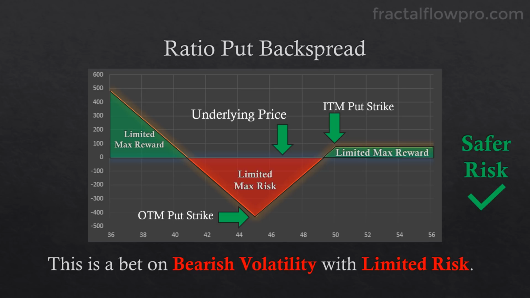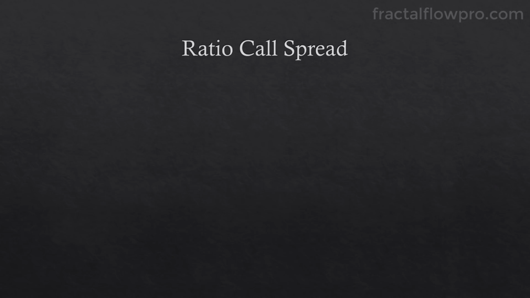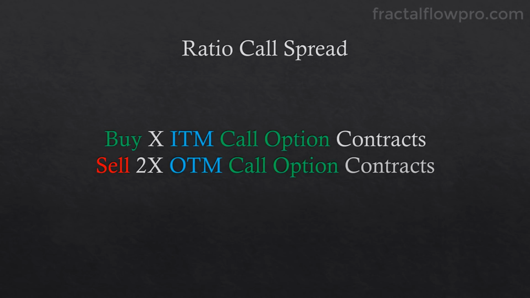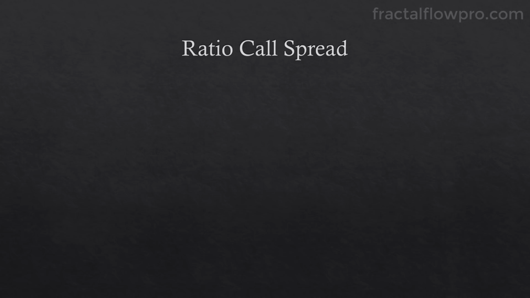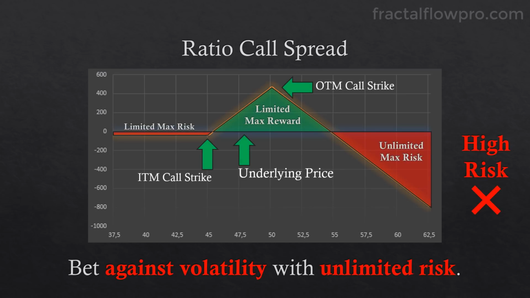The next strategy in line is the ratio call spread, which consists in buying an X number of in-the-money call option contracts and selling 2X number of out-of-the-money call option contracts. In terms of payoff, the strategy limits the risk below the in-the-money strike, maximizes the profit at the out-of-the-money strike, and maximizes the loss as the underlying price rises above the out-of-the-money strike.